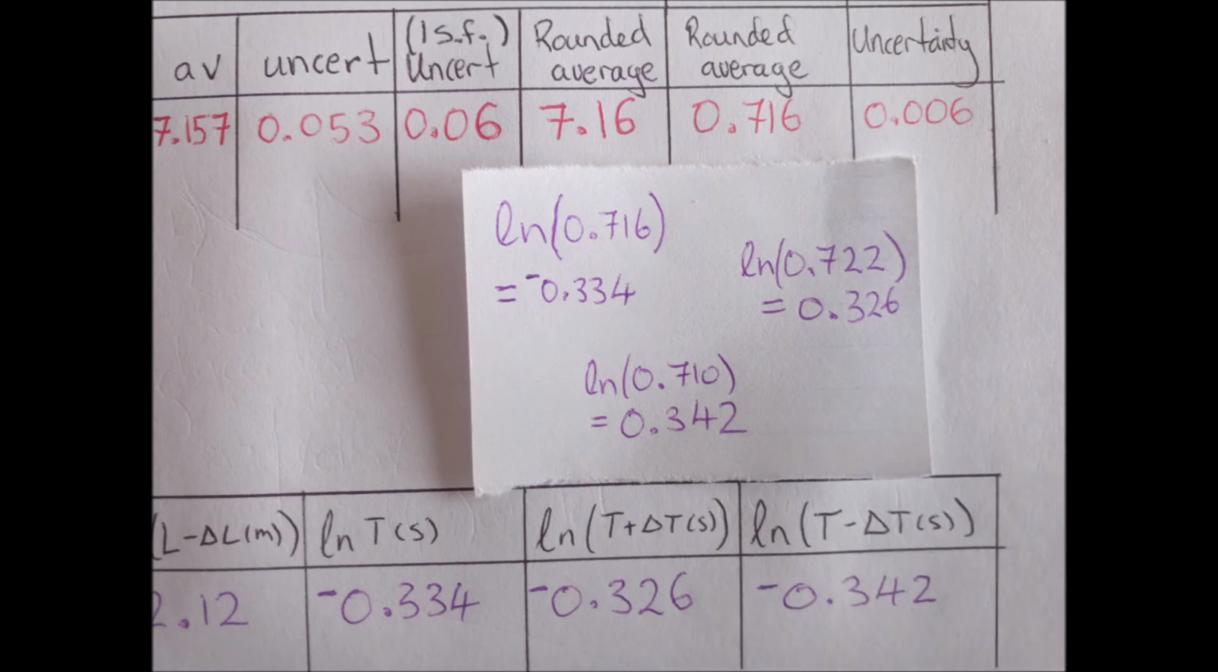Next thing, we're going to head over to the other side and find first the log value of the average, and then we're going to do the maximum and minimum possible values for that average, which I found by adding on and subtracting off the 0.006 uncertainty. So you can see 0.722 and 0.710.